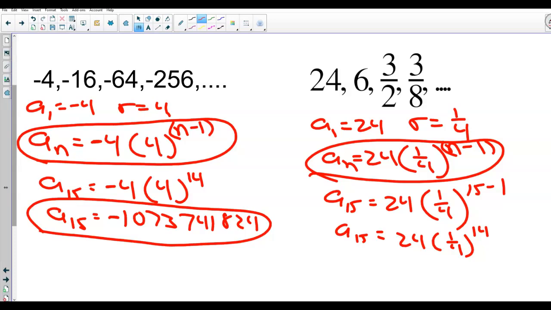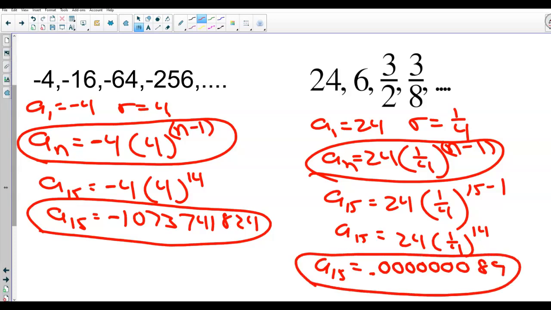That's what Jelani came up and asked. You're going to get a pretty darn low number. 1 divided by 4, and now I'm raising that to the 14th. And I take that number, I multiply by 24. My a_15 is going to be 7 zeros, and I'm going to say 89. Okay?